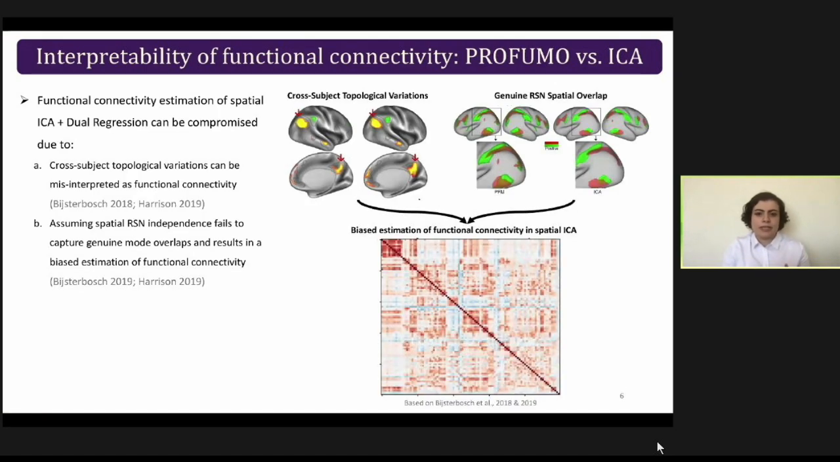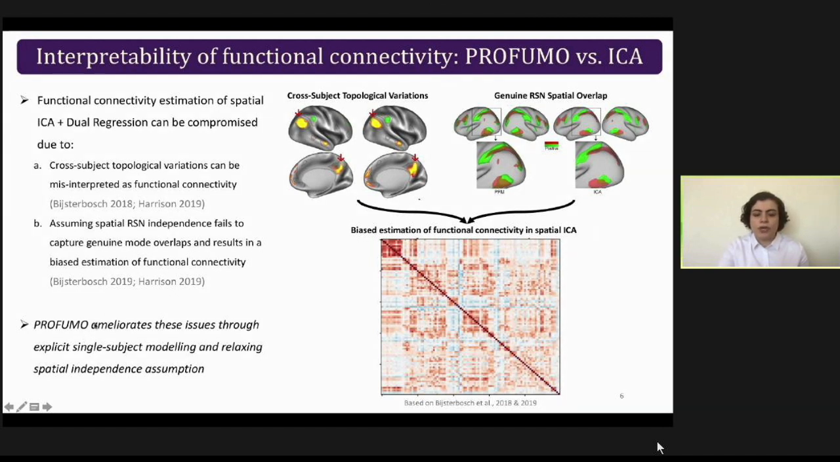Okay, once we have the RSNs estimated, it is often of interest to find functional connectivity between the time courses of RSNs and build a functional connectome. And one prominent approach to do that is to run group-level spatial ICA followed by dual regression. However, recent works by Janine Bijsterbosch, Sam Harrison and colleagues have proposed that functional connectivity estimation in this paradigm might be compromised because, firstly, these cross-subject topological variations are not explicitly accounted for, which can result in biased estimations of functional connectivity. Additionally, because the model has an assumption of spatial independence between the modes, it can fail to capture true spatial overlaps between them, which also results in biased estimations of functional connectivity. The above references have shown that PROFUMO can ameliorate both these problems and yield more interpretable measures of functional connectivity.